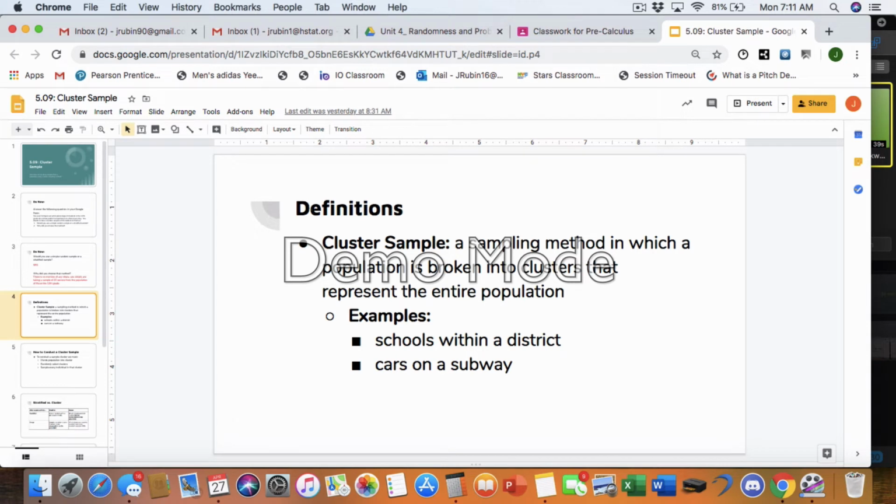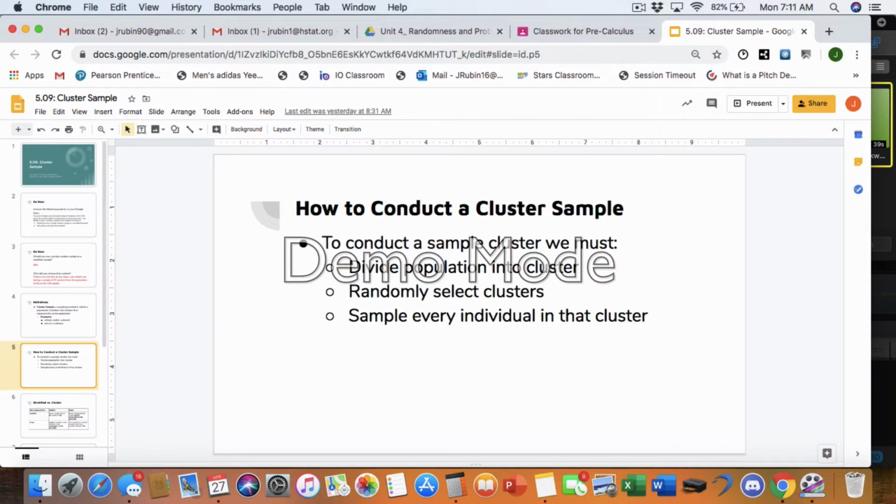So now let's talk about today's lesson, which is a cluster sample. A sampling method in which a population is broken into clusters that represent the entire population. Some examples can include cars on a subway, schools within a district, teams within a league. You're probably thinking to yourself, this seems very similar to a stratified sample, and there are some similarities, but what you'll see in a moment is that they are in fact very different.